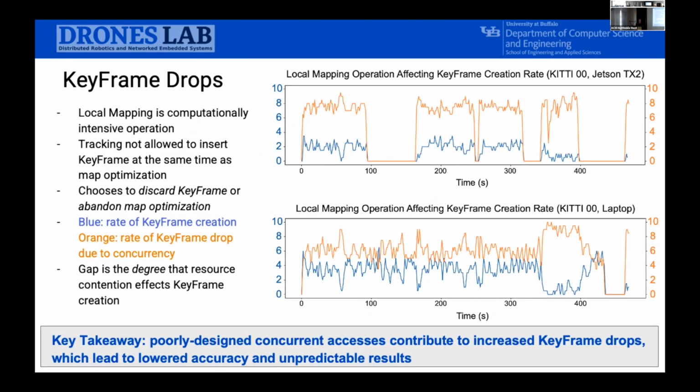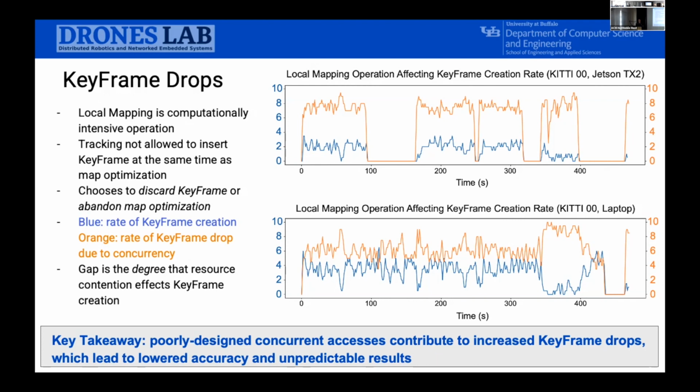The local mapping module has an unbounded queue and is a computationally intensive operation. To avoid processing stale data and falling behind real time, the queue length is mitigated through the drop mechanism that we discussed earlier. In the case where tracking attempts to insert a keyframe at the same time that local mapping is working on a map optimization, the system chooses to either discard the keyframe or abandon map optimization, with a heavy preference for discarding the keyframe.